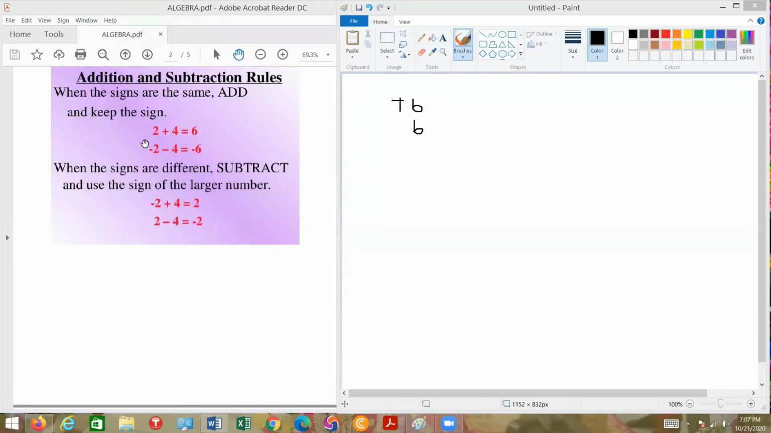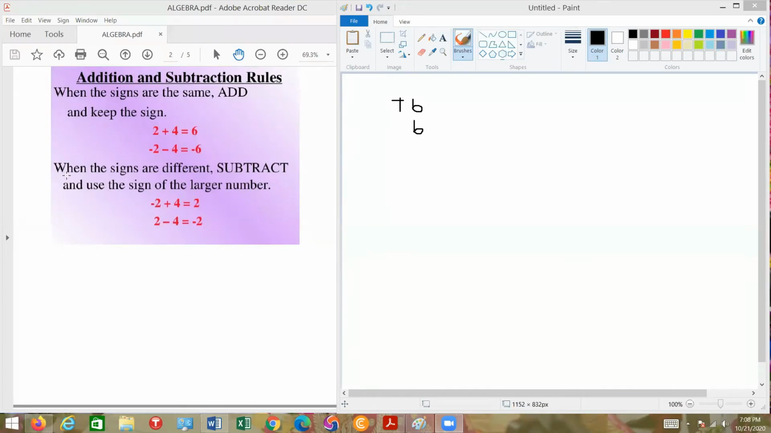So the very first rule, I'm going to go over it again. When the signs are the same, you add and keep the sign. So you add as normal and you rewrite the sign. If you guys understand the first rule, kindly put a 1 in the chat. Excellent, lovely. I can see a lot of you did indicate a 1. Very good. We are now going to go to rule number 2.